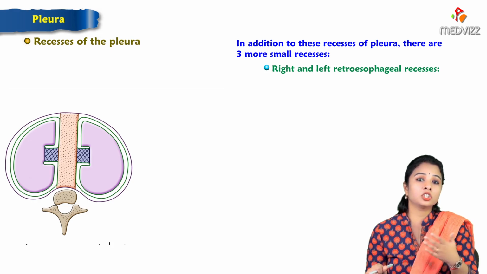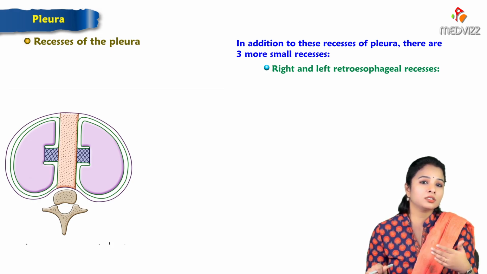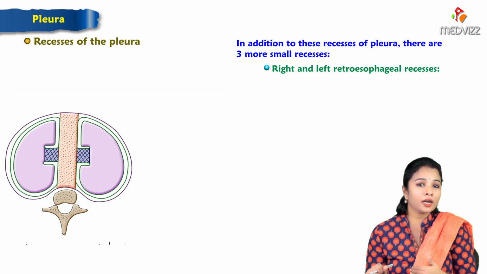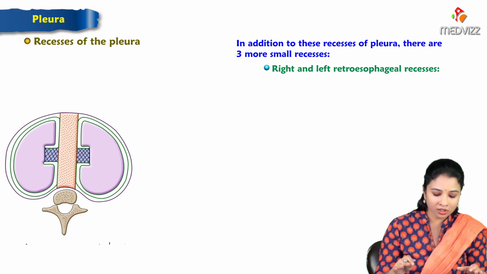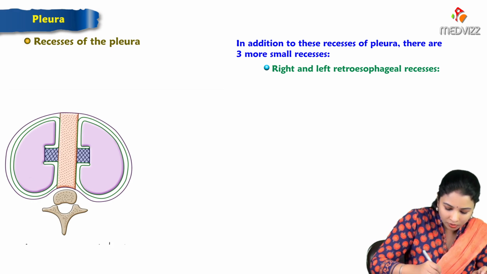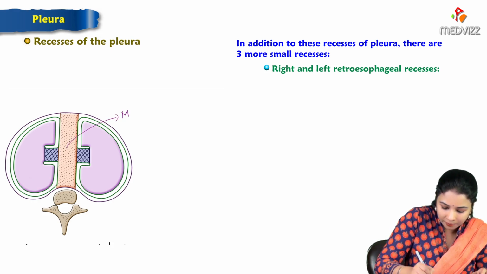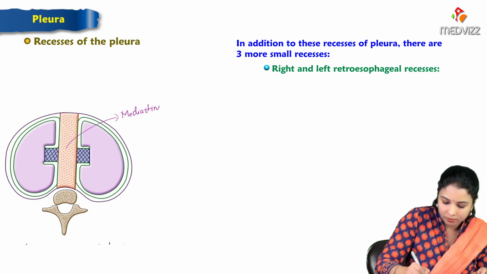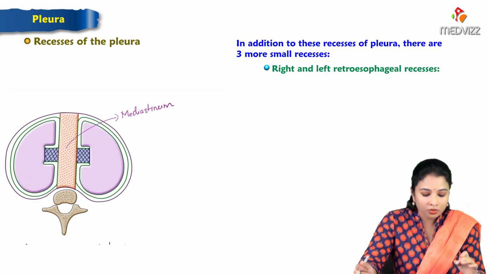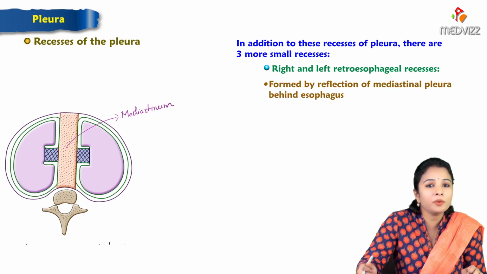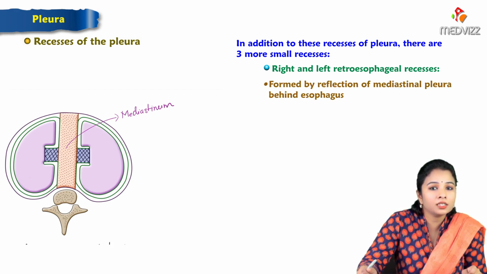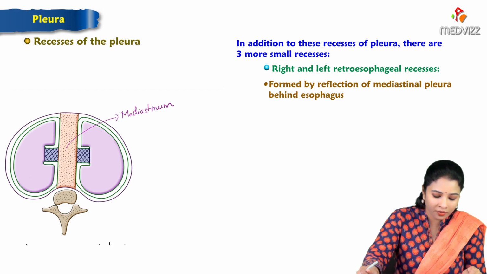As the name suggests, retro means behind. So these recesses are present behind the esophagus. So here is a cross section taken along the lungs. The middle space is the mediastinum. So this is the retroesophageal recess. They are formed by the reflection of mediastinal pleura behind the esophagus.